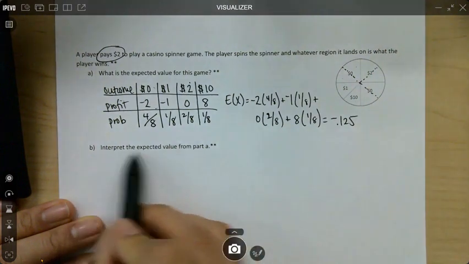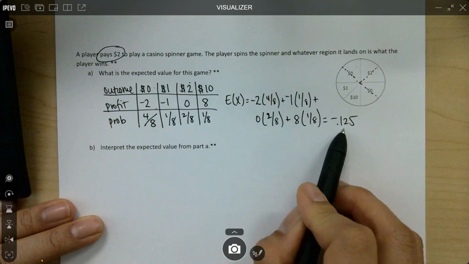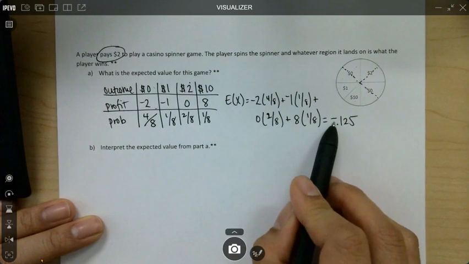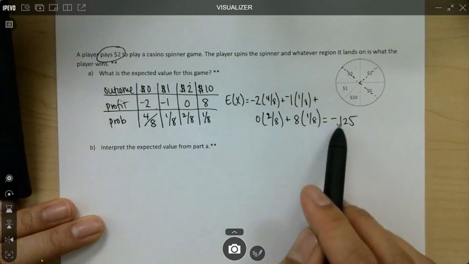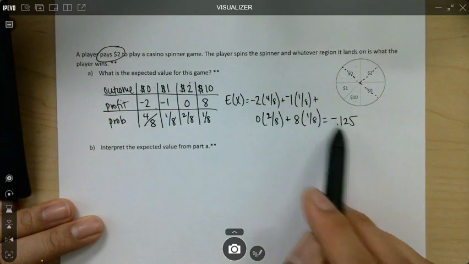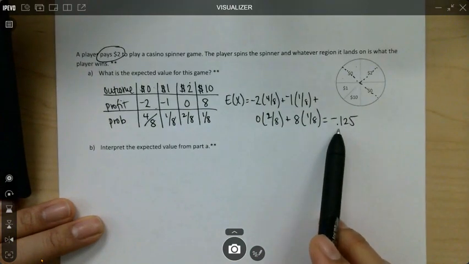So in terms of interpreting the expected value from part A, that means if we played this game many times, we would lose on average about 13 cents per game. We say lose because it's negative, and I'm just rounding to 13 cents. So again, if we play this game many times, we would lose about 13 cents per game.